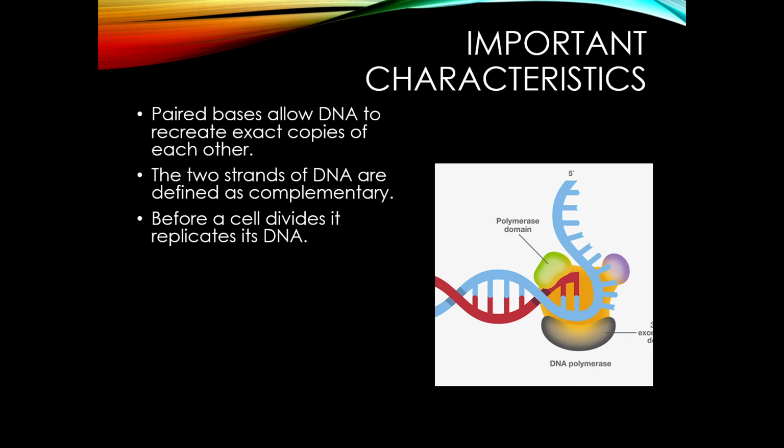Before a cell divides, it replicates its DNA. Remember that we already studied the process of mitosis? Before the division of the cell starts, and even before the whole process starts, the DNA is replicated in the nucleus. So at the end, the daughter cells are going to get the exact amount of genetic information on both sides.